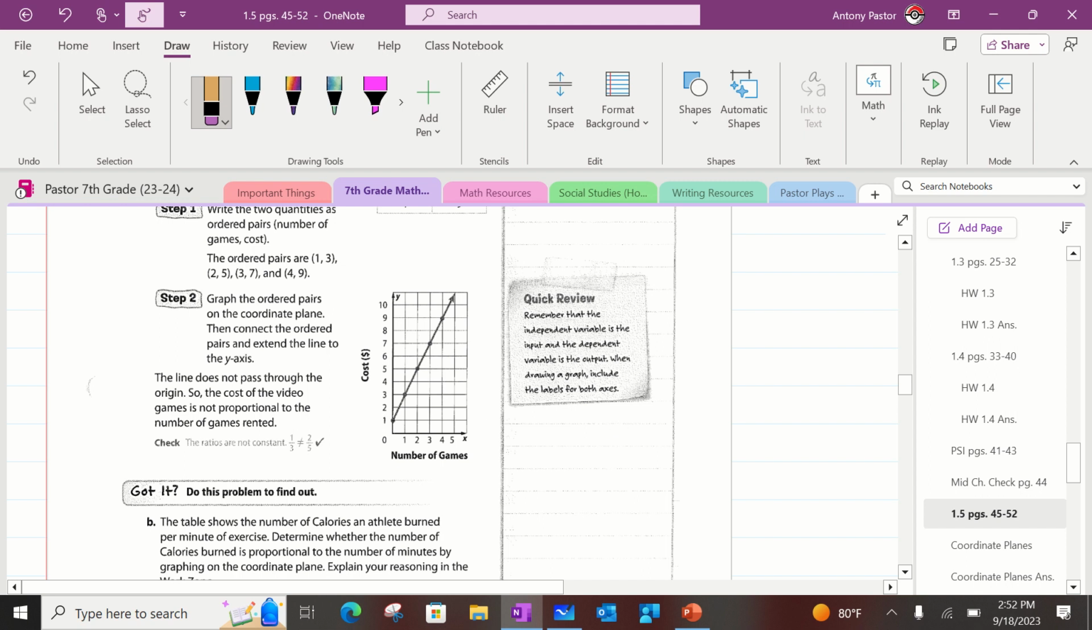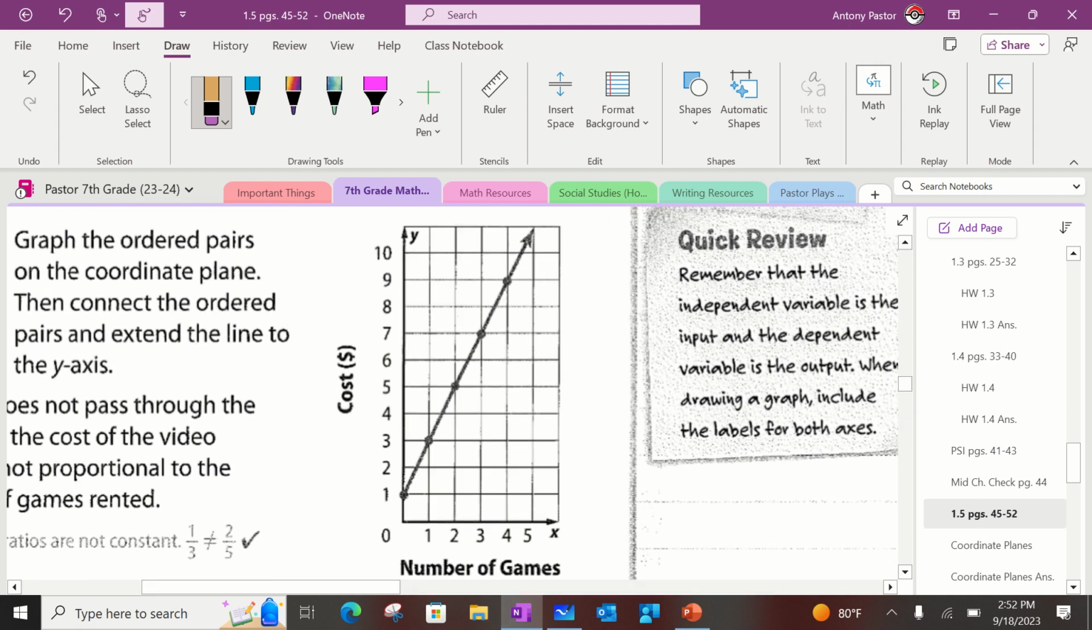Now, if it were, let's go ahead and look at this. If each game were $3, 1 to 3, 2 to 6, 3 to 9, 4 to 12, our graph would go in a straight line and it would go through 0, 0. In this case, our graph does not go through 0, 0. Or sorry, it does go in a straight line, but it does not go through 0, 0. Therefore, this is not proportional.